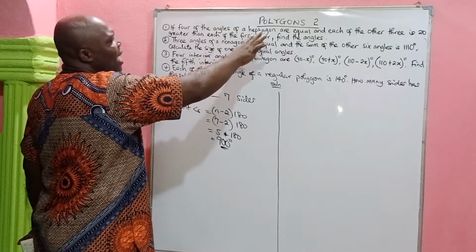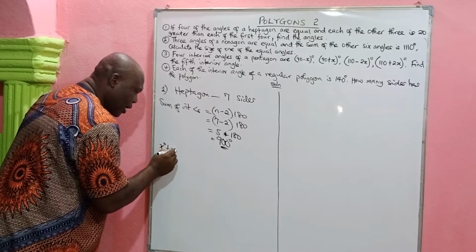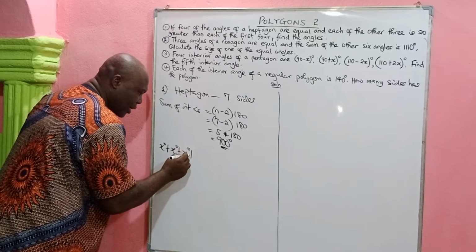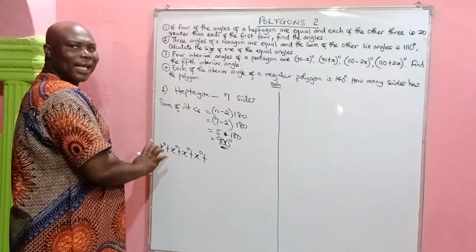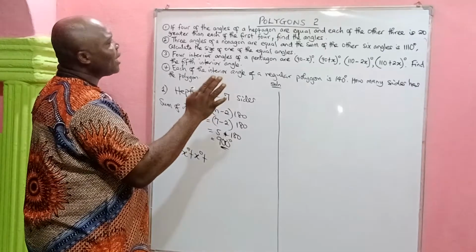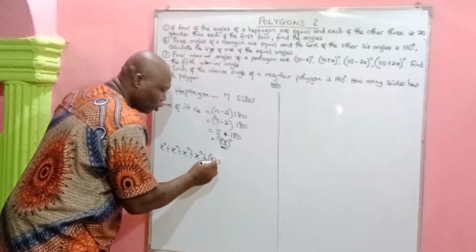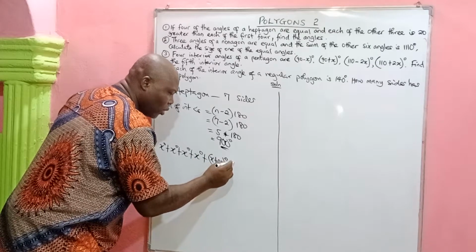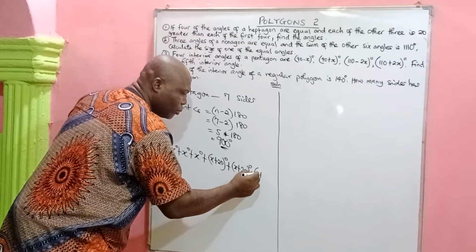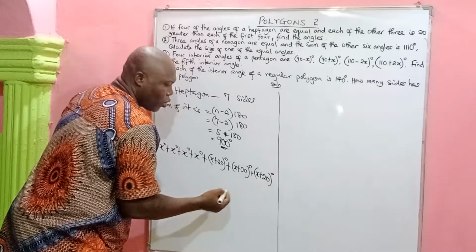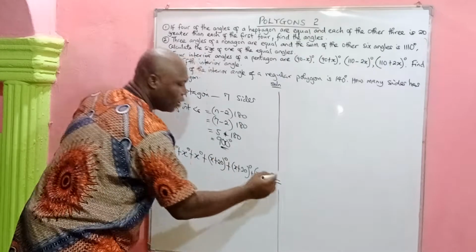They say 4 of the angles of the heptagon are equal. So we have x degrees, x degrees, x degrees, x degrees. So 4 of the angles are equal and we are looking for them, which is x degrees. And each of the other 3 is 20 greater than each of these. So the next 3 will be x plus 20 degrees, x plus 20 degrees, and x plus 20 degrees. All will give us the sum of the interior angles, which is 900 degrees.